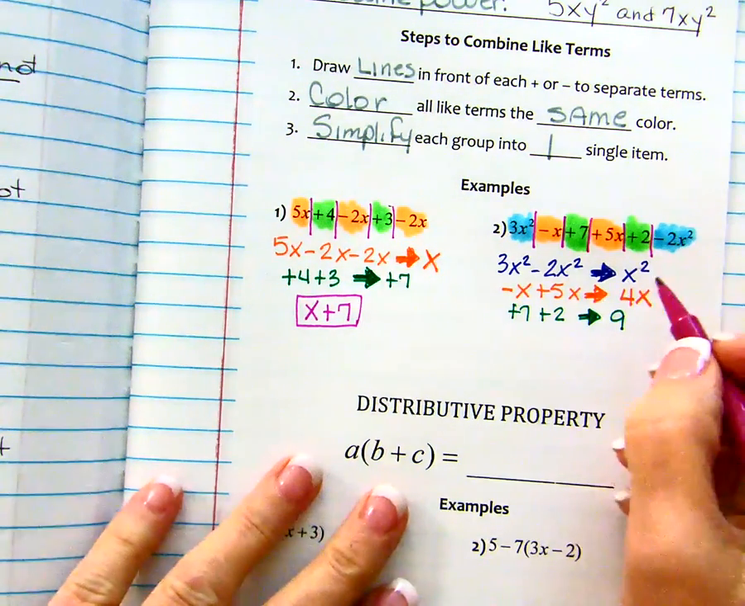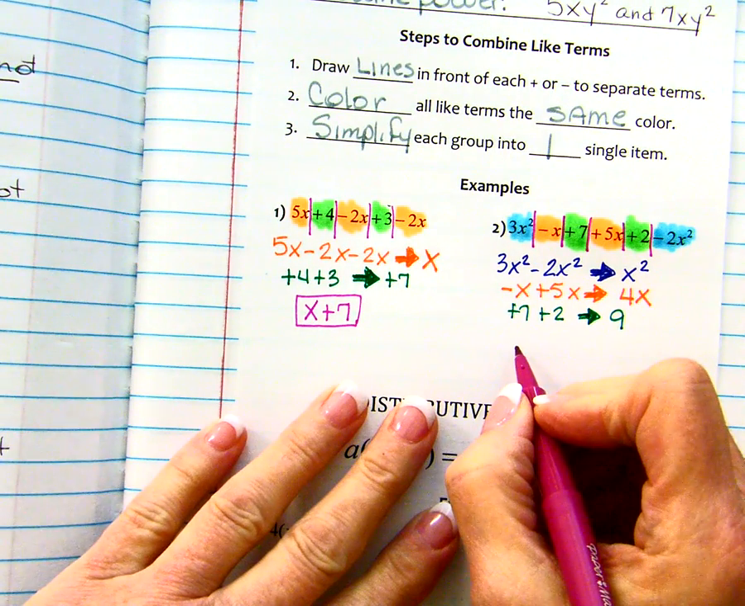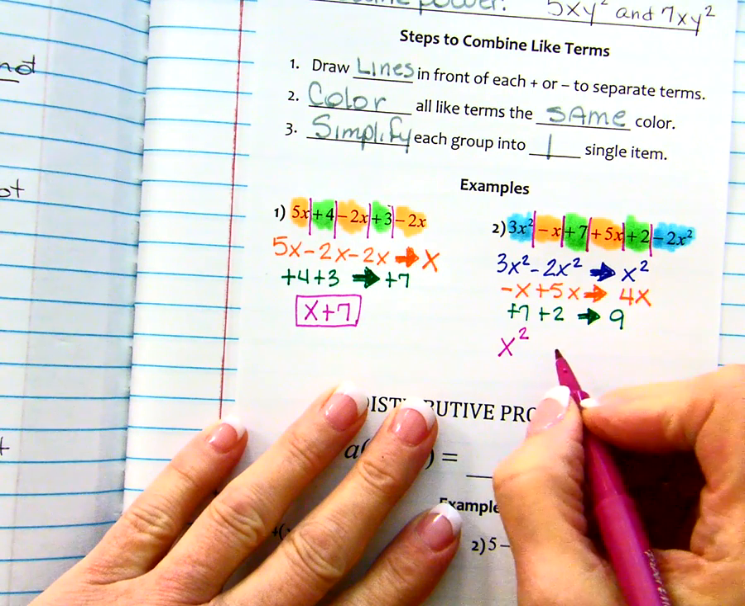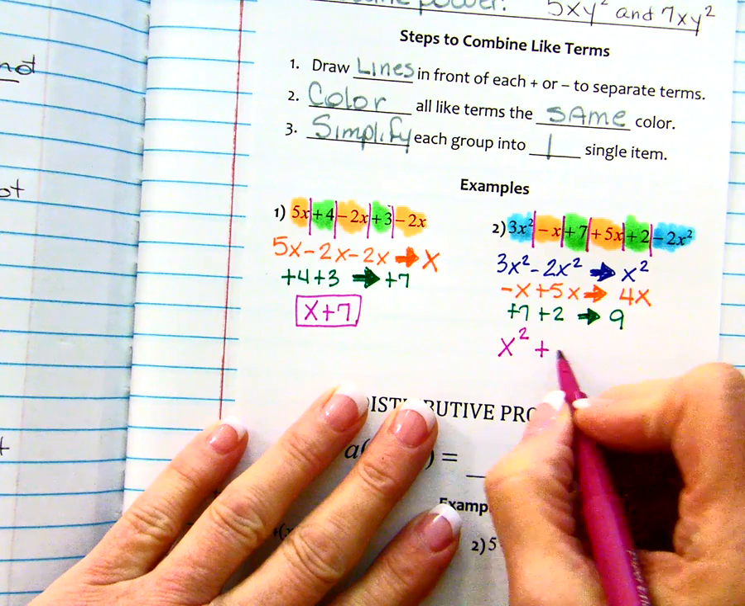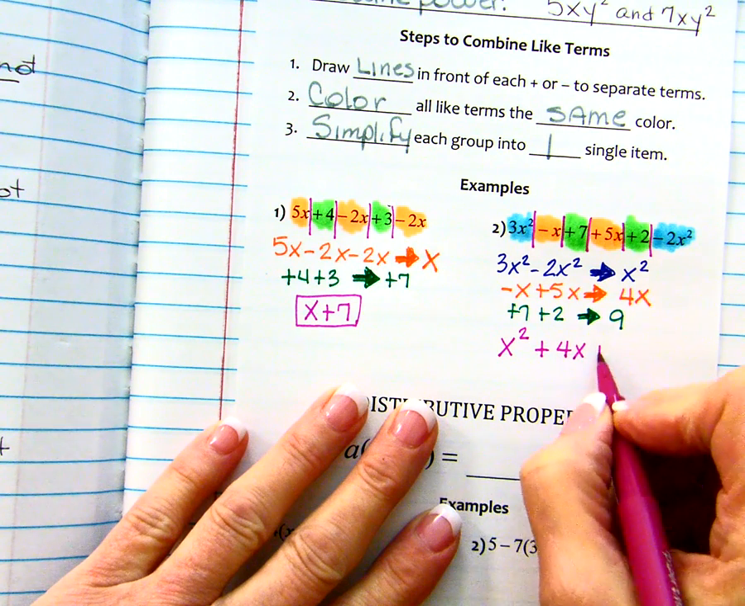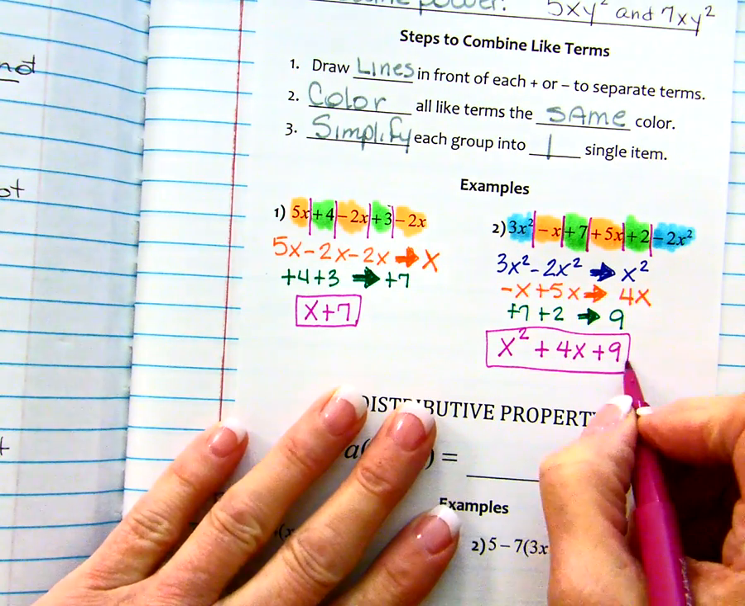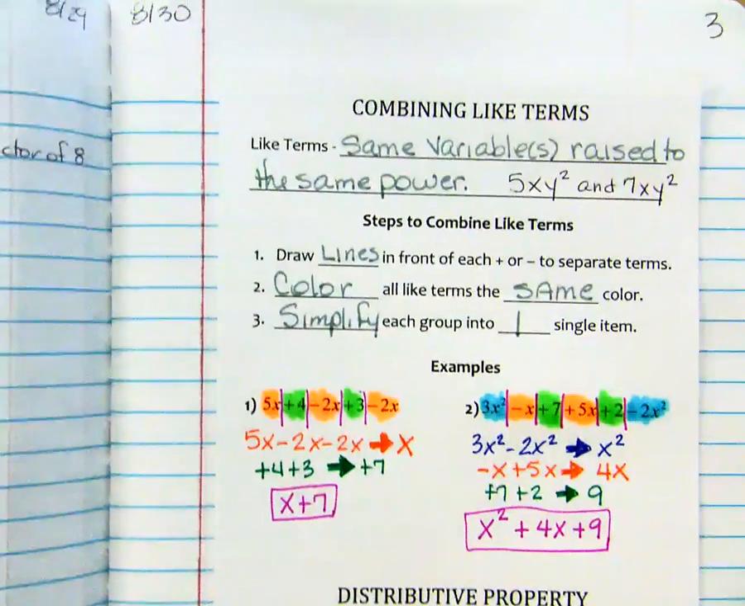So we're going to put the x squared term first. Variables get written first, and they get written in descending order of exponents. So we get x squared plus 4x plus 9. Constant terms are always last. So there we have our combining like terms.